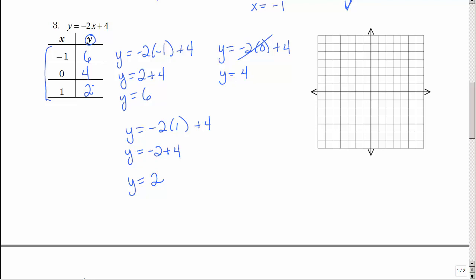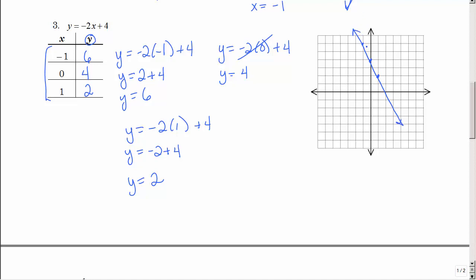So we're going to graph those 3 points. Left one and up 1, 2, 3, 4, 5, 6. Side to side 0, but up 1, 2, 3, 4. Over 1 and up 2. You see how those 3 points line up? That means I've not made any mistakes.